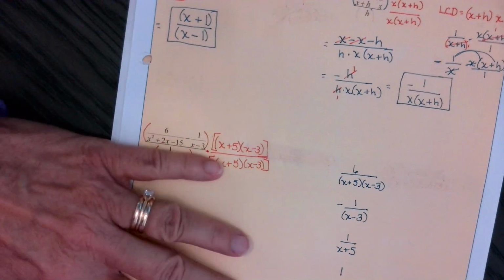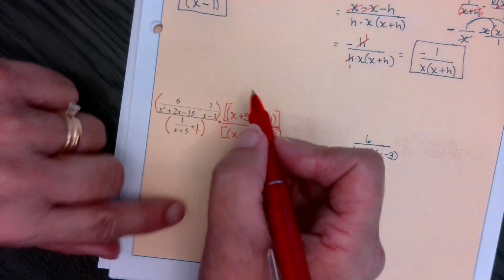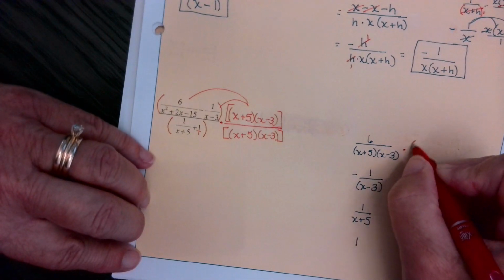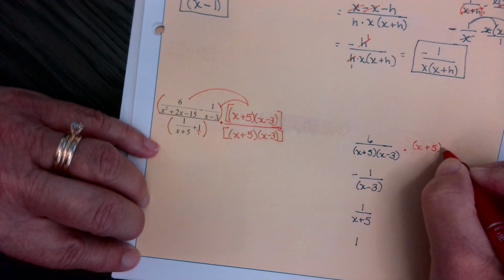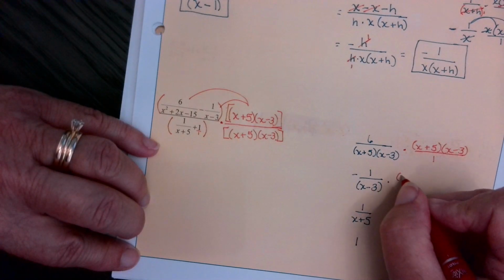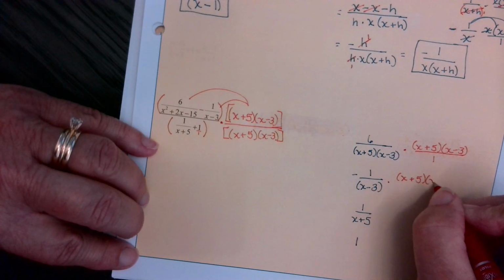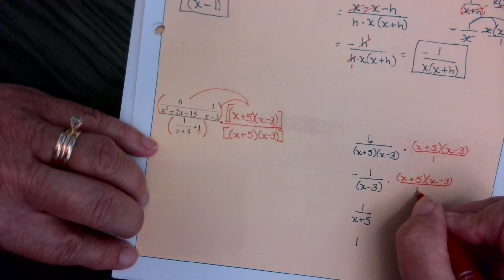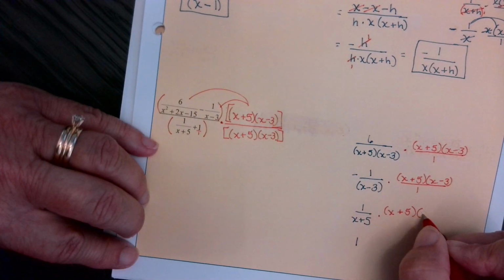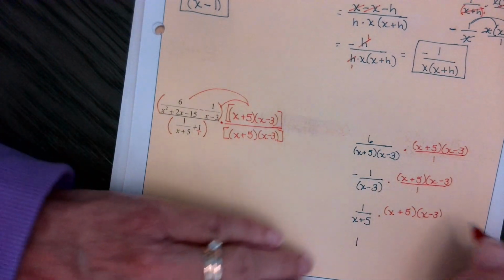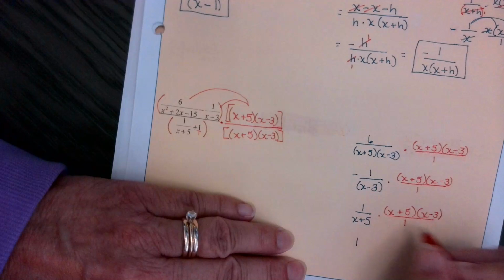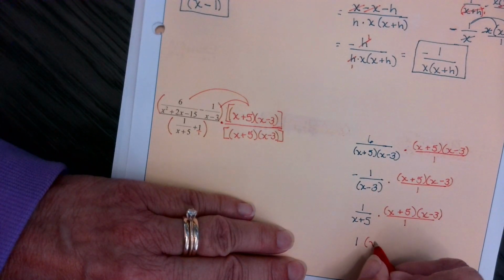Okay, so what am I going to do with my LCD? Remember, I'm going to multiply each of these, but I'm going to do my multiplication over here. I'm multiplying this by x plus 5, x minus 3, over 1. I'm going to multiply this, x plus 5 times x minus 3 over 1. Multiply this, same thing. You're going to multiply everything you see by our least common denominator. Because what's going to happen is you're not going to have fractions within fractions. That is what a complex fraction is, and it's a bad way of having your answers.